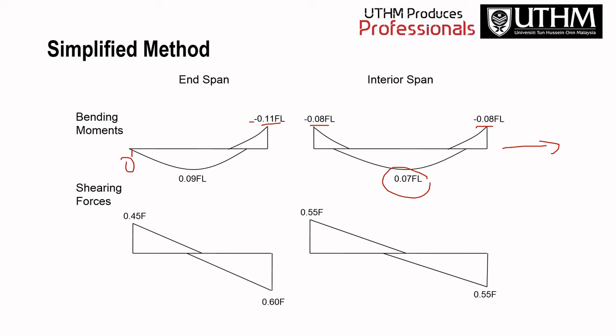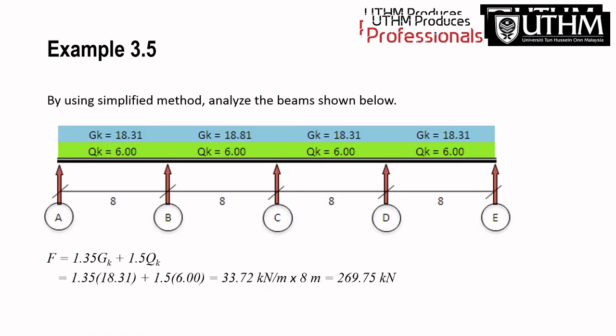And for shear force, at the outer support it is 0.45 F, and at the middle it is 0. Then at the first interior support it is 0.6 F. At the middle of the interior span it is 0, and at the interior support it is 0.55 F. So this one you can straight away calculate and get the value.